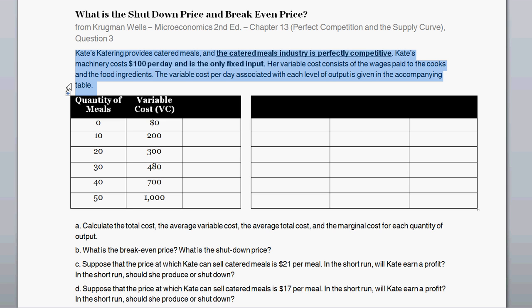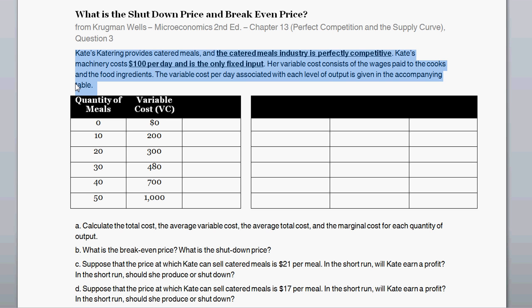This starts with the following information. Kate's Catering provides catered meals, and the catered meals industry is perfectly competitive. Perfectly competitive comes with a lot of assumptions. One assumption is that there are so many firms and each firm is so relatively small that no firm can influence the price, for example.